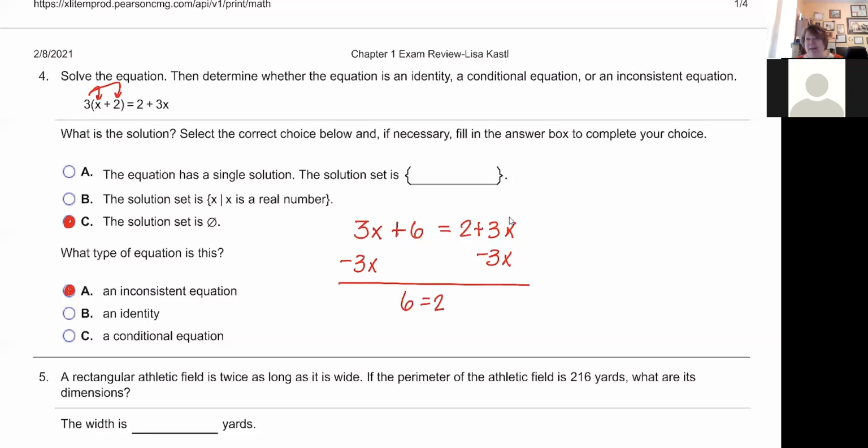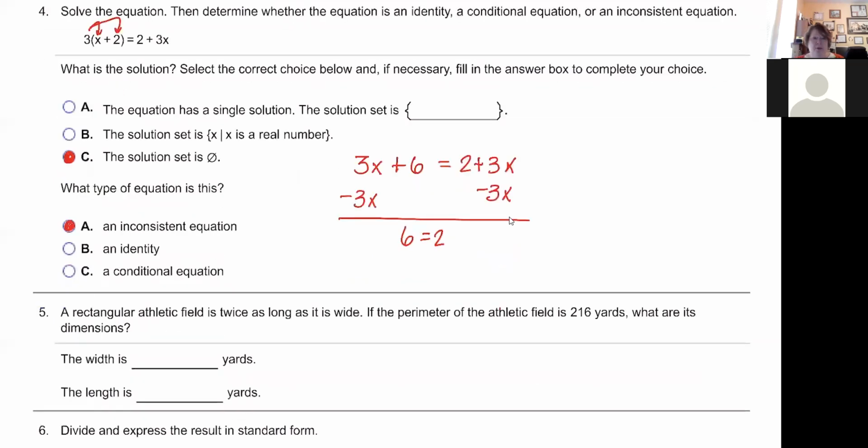Or you get something like this that makes no sense. That means it has no solution. The solution set is the empty set and it's inconsistent. Or you get something that's just true, like 2 equals 2. That means that any real number works. So the solution set is the set of all x such that x is a real number, and that's an identity. Those are the 3 possible scenarios you have when solving an equation.